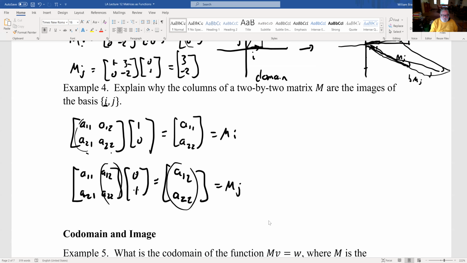And then any vector, M times (a, b), is always going to be a times Mi, that's the first column of the matrix, plus b times Mj, that's the second column of the matrix.